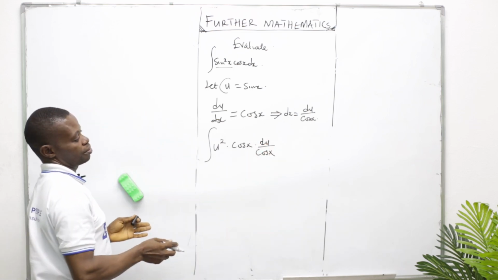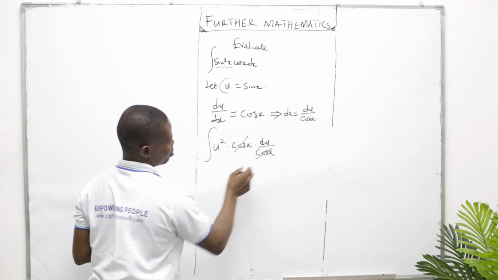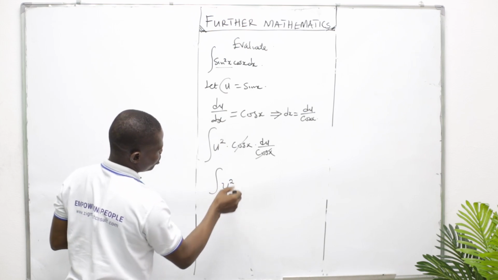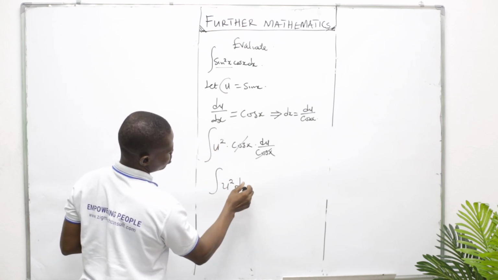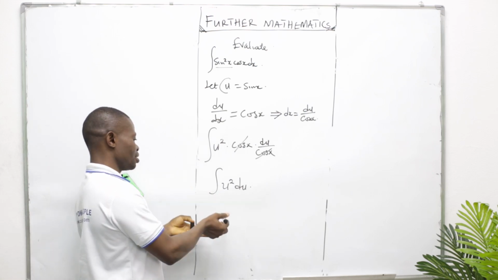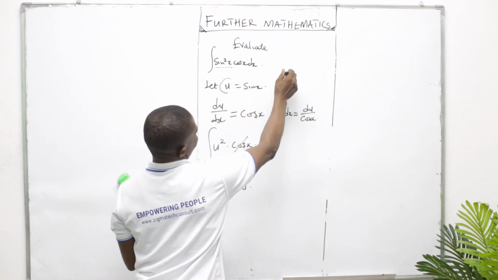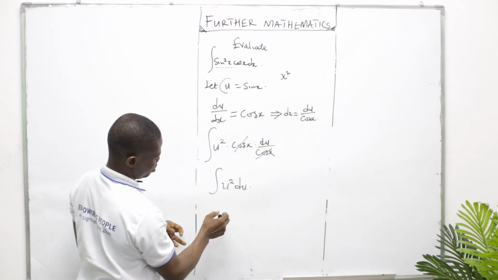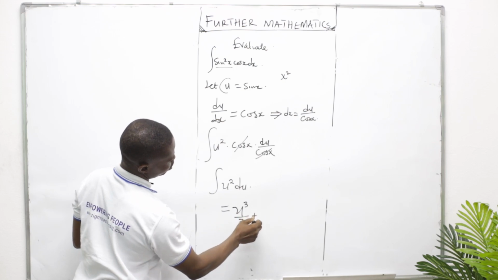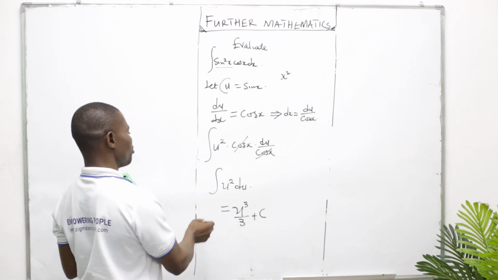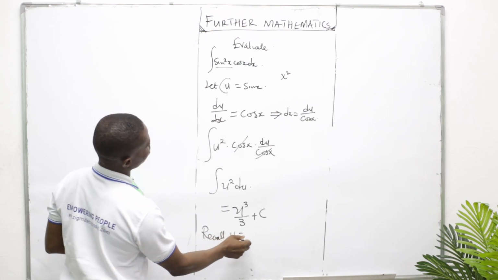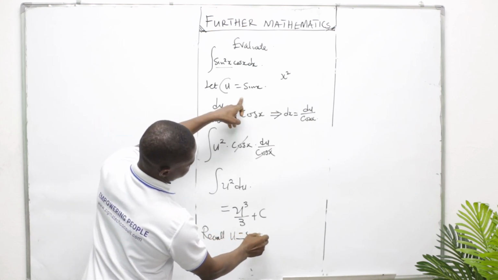Guys, see what's going on now? See, cancel, cancel. You have made it easier for you now. You have only what? u squared du. It is easy to integrate now. And let us integrate. It's just like when you're integrating s squared. Remember, this will give us u power 3 all over 3 plus who? A constant. Now you have to recall that u equals sine s.